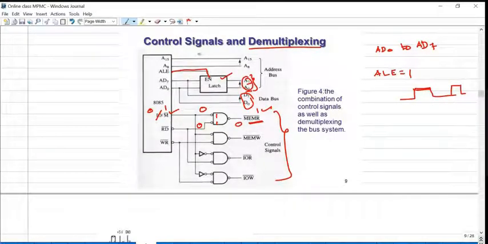I have assumed I'm placing 0 over here, that is memory operation, and I want to generate the memory read control signal. If the processor is reading data from the memory, then this signal will be generated by the microprocessor. If the processor stores some data into the memory or IO devices, then the microprocessor will generate these control signals. Likewise, reading data from IO devices, this is the control signal, and writing data into the IO devices, this is the control signal. So this is the arrangement of demultiplexing AD0 to AD7 and how the processor generates various control signals.